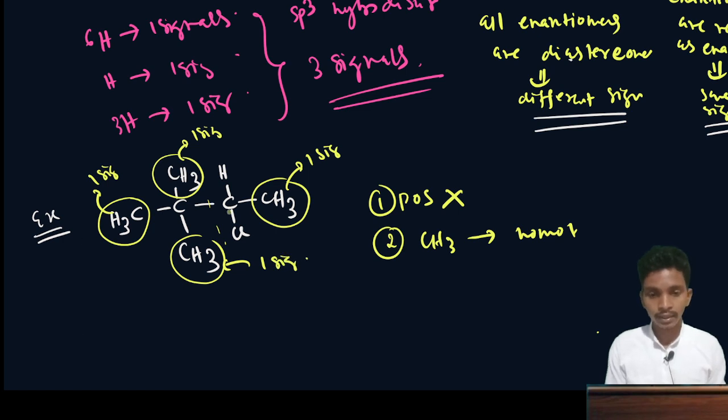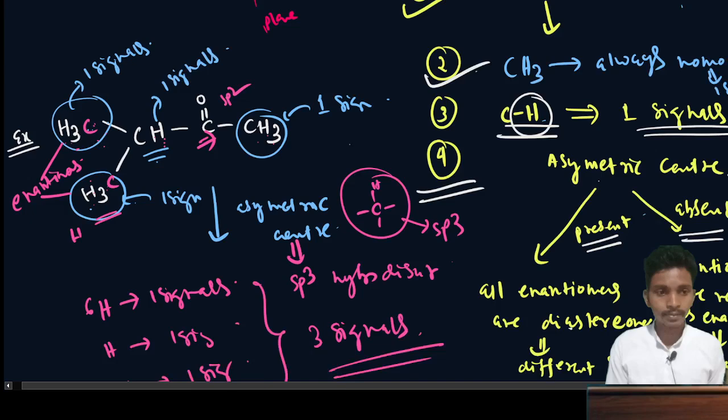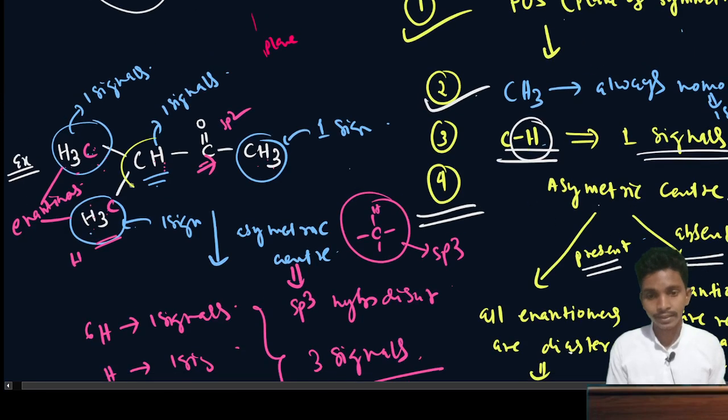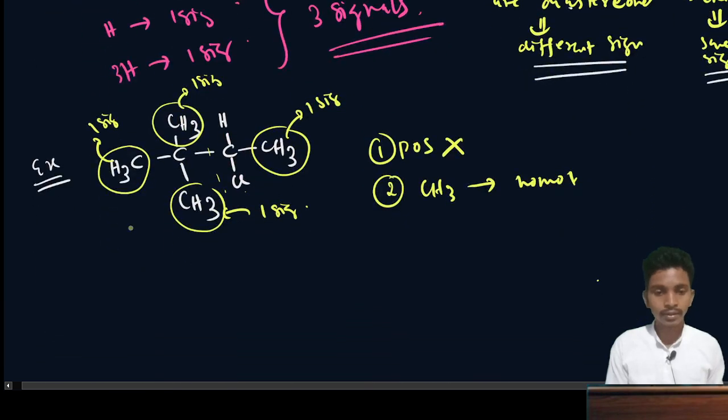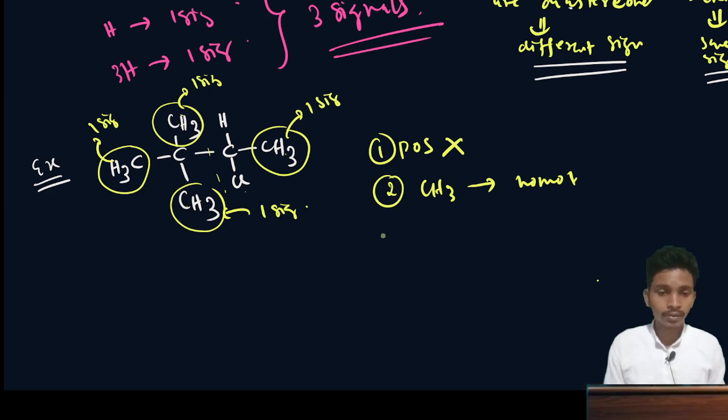Okay, and this CH: here that CH is not there. I am talking about this type of CH, so it is not there. So from this information, these 4 are homotopic. This gets one signal, this gets one signal, this gets one signal, this gets one signal. So 1, 2, 3, 4. And this is one signal. So in total I get 5 signals, applying only up to these conditions.